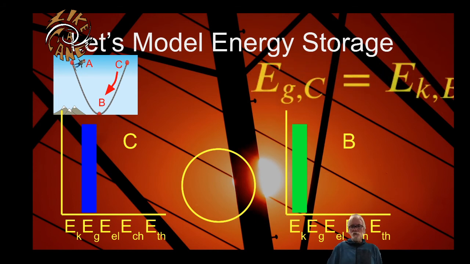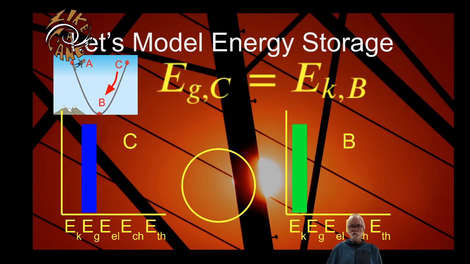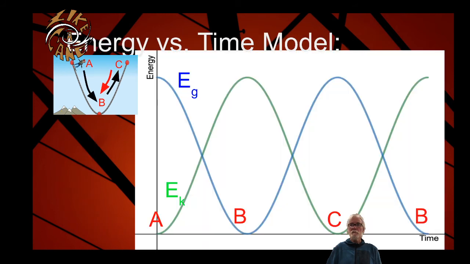The energy symbolic representation shows that the amounts of energy are equal, but they're just stored in different modes from C to B. Now when we get to the energy versus time model, we can see that there's a repeating pattern here. It's going to repeat itself. The energy storage mode just continually switches back and forth between gravitational and kinetic as time goes on.